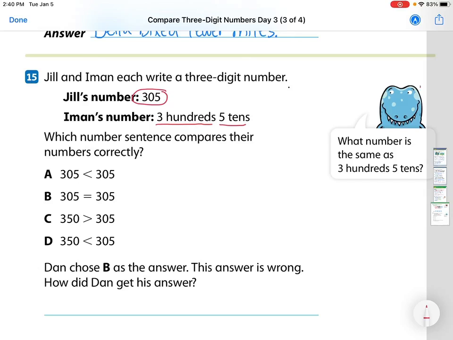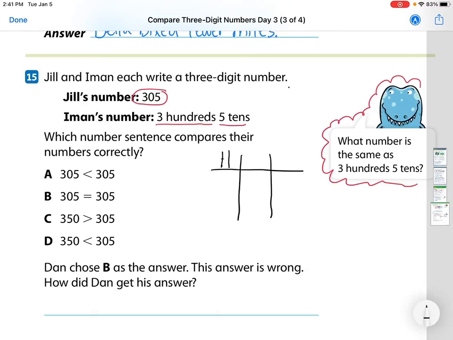All right, so let's go over here, and this little guy over here is telling us what number is the same as 3 hundreds and 5 tens, okay? And you may already know that answer. But for now, let's just make ourselves a little place value chart over here. Hundreds, tens, and ones. And I'm going to put Jill's number in first, which is 3 hundreds, 0 tens, 5 ones. Put my little squiggly line there, showing I'm just comparing numbers.